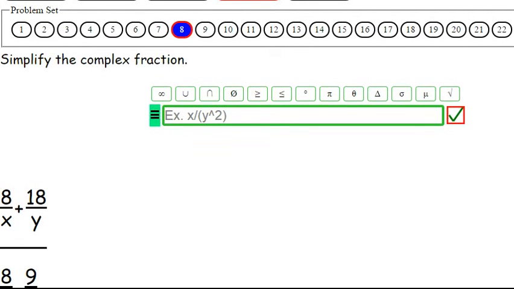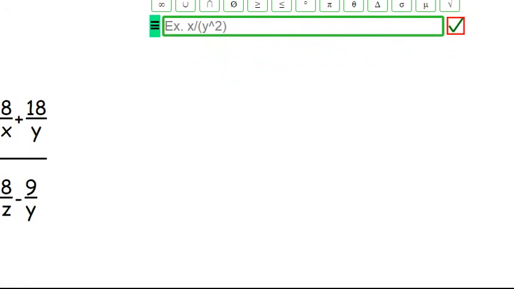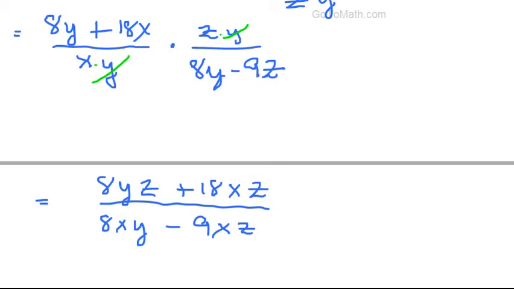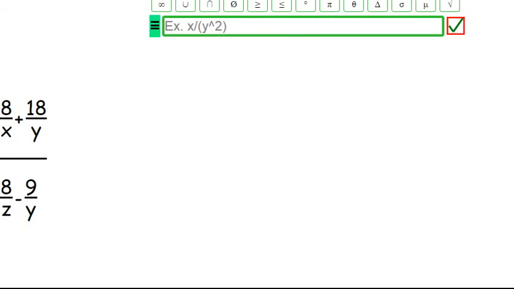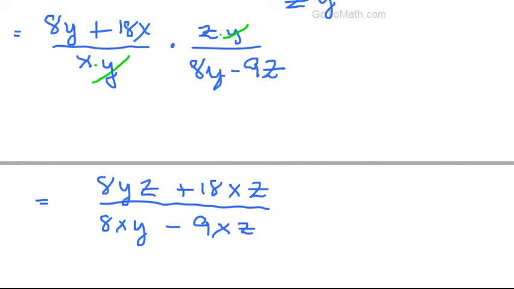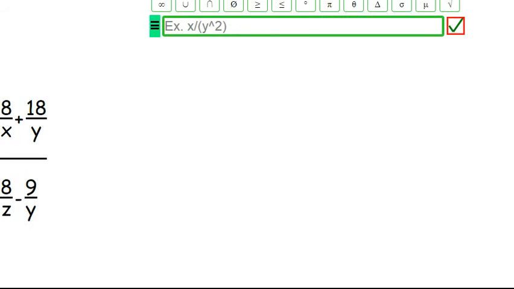Alright. So let's take a look at what the program script says. Hopefully everything agrees. 8yz plus 18xz over 8xy minus 9xz. Yeah.